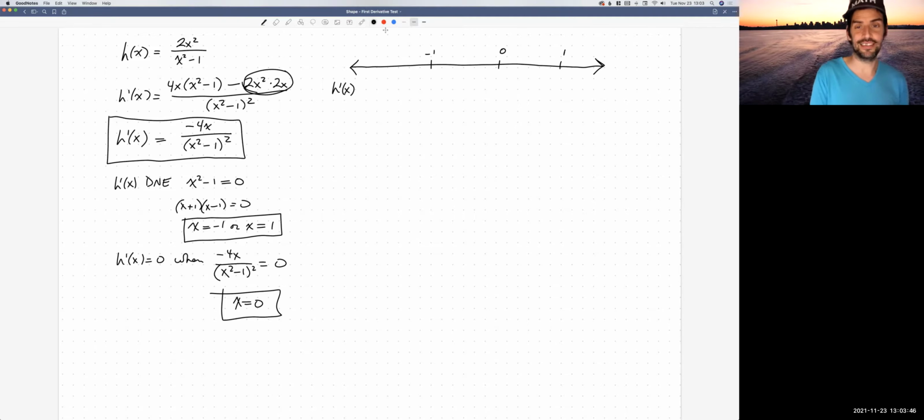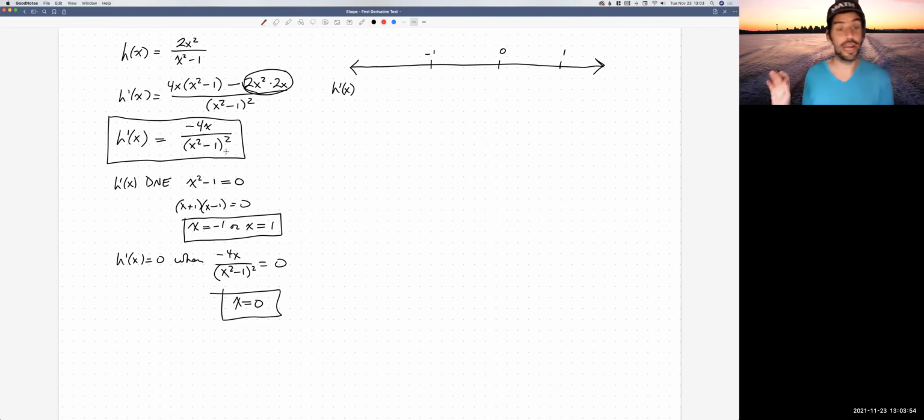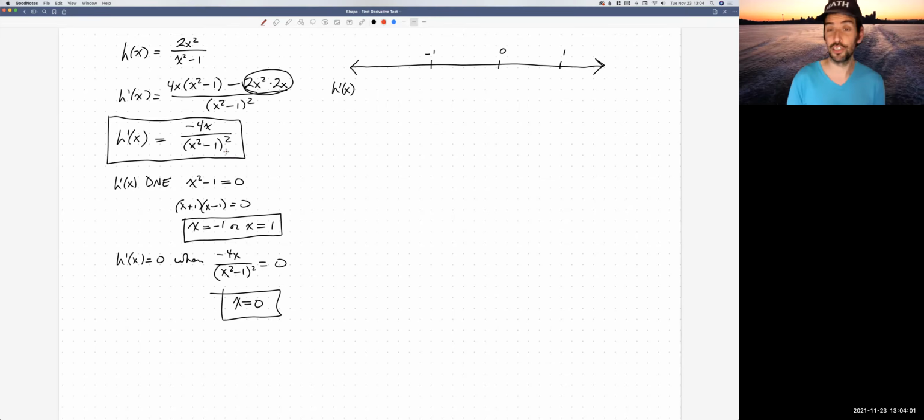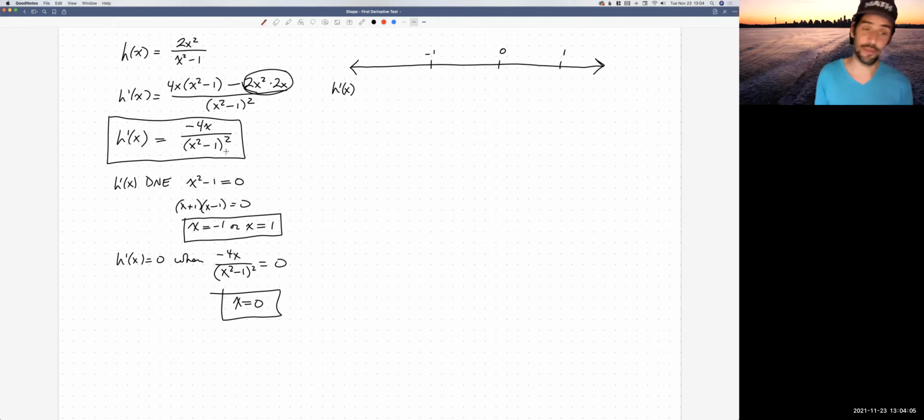If x is less than negative 1, so in this first region, well, let's make one observation first. As long as the denominator is not equal to 0 at 1 and negative 1, and we're not going to look at those points, we're only going to look between the critical points. So for all the rest of the numbers, that denominator is always positive. So the only thing that's going to tell us the sign of the derivative is the sign of the numerator.